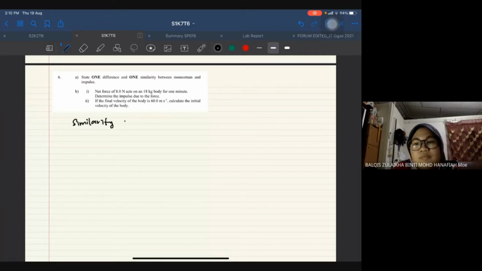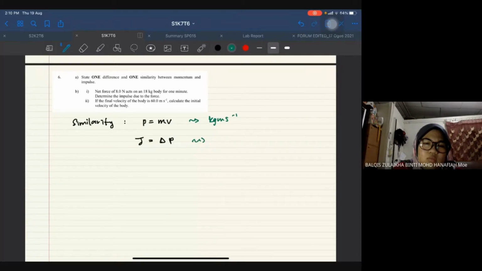Okay, so one of you guys just now talked about unit, which is very good. Exactly. So you know that the unit, sorry, this one is between momentum and impulse. So momentum is equals to mv, while impulse is basically delta p. Okay, so for momentum you will have a unit of kg ms minus 1, and since delta p is basically just a difference of momentum, you will have the same unit. So similarities, same unit. You can do it in a table if you want to.